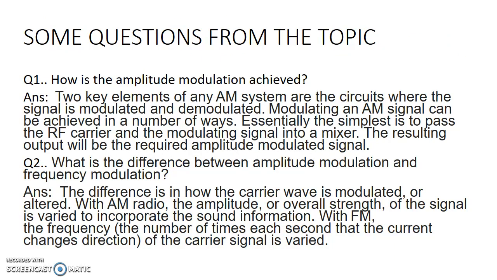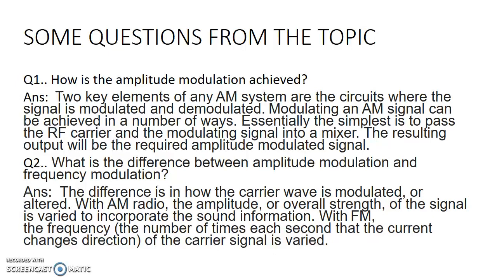Now at the end of the presentation, we are discussing some questions from the topic. The first question is, how is amplitude modulation achieved? The answer is, two key elements of any AM system are the circuits where the signal is modulated and demodulated. Modulating an AM signal can be achieved in a number of ways. Essentially, the simplest is to pass the radio frequency carrier and the modulating signal into a mixer. The resulting output will be the required amplitude modulated signal.